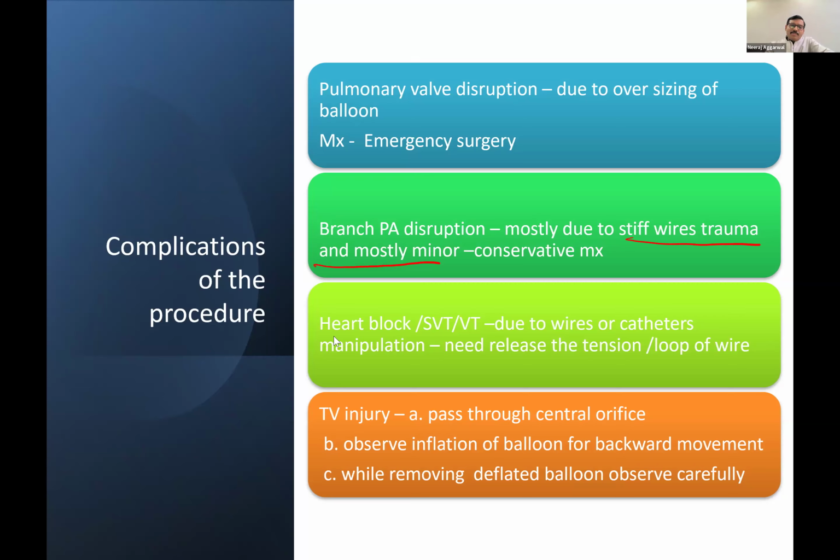So this is not an uncommon phenomenon. We all see it, but if it's persisting, you have to understand why this is happening and try to find the tension or loop, which wire or catheter is causing trouble. Try to release that wire.